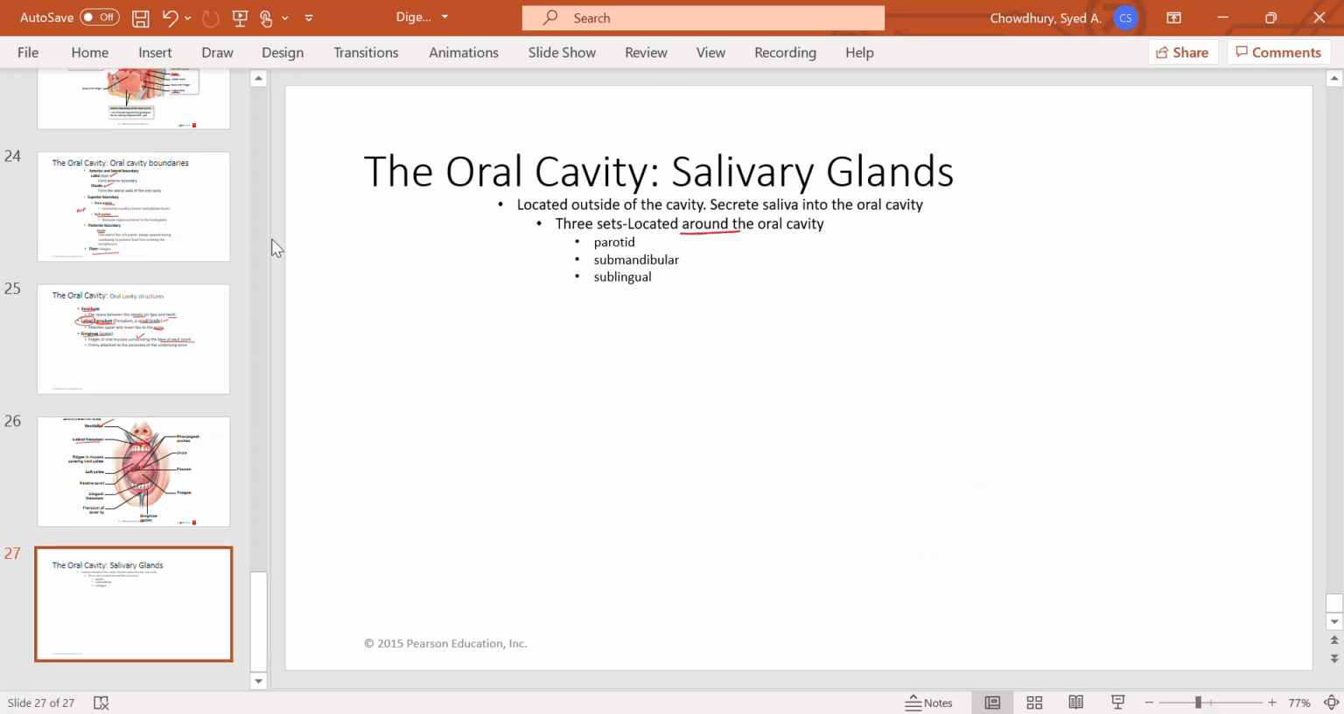Okay, salivary glands are present around the mouth, as I mentioned, and secrete saliva. So we have three groups of salivary glands. Parotid, these are the largest in size. There are two parotid glands just in front of your ear, and then you have submandibular salivary glands under the mandible, and sublingual salivary glands under the tongue. Sub means below, lingual tongue, sub below mandible, and parotid, and they secrete saliva.